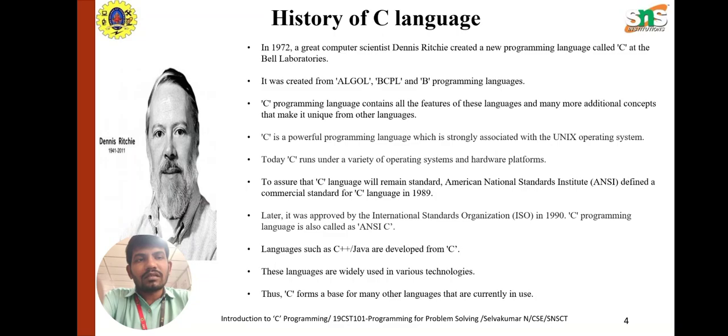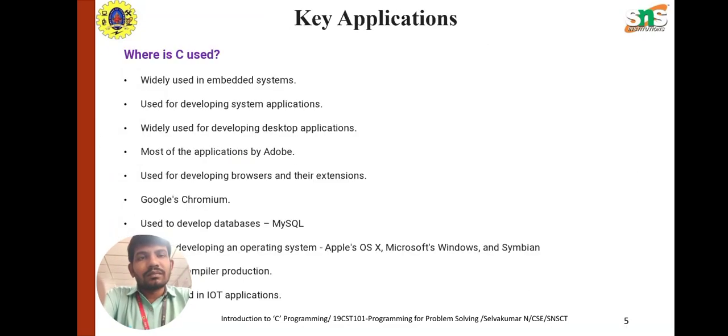So the American National Standards Institute, ANSI, defined a commercial standard for the C language in 1989. Later it was approved by the International Standards Organization, ISO, in 1990, and the C programming language is also called ANSI C. Languages such as C++ were developed from C, and are widely used in various technologies.